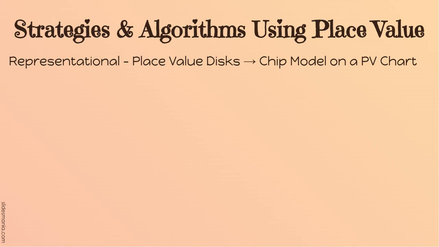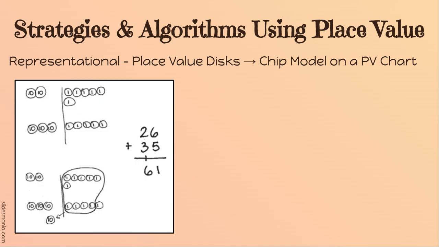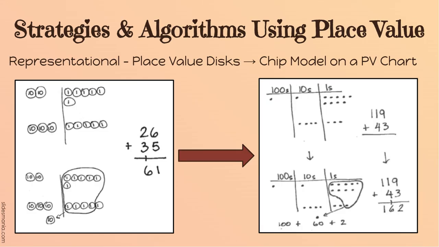Then we're going to go through representational. We're going to start with the pictures of the place value discs. And we want to move to a more efficient representation, especially as we get into bigger numbers. We're going to use the chip model. So the chip model is just dots because they're faster and easier to draw. But because the value is not labeled, we have to have them on a place value chart.